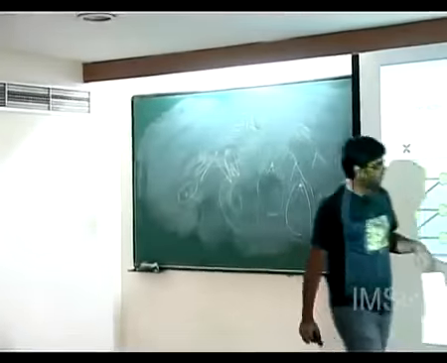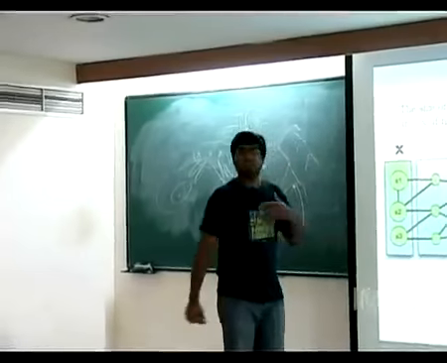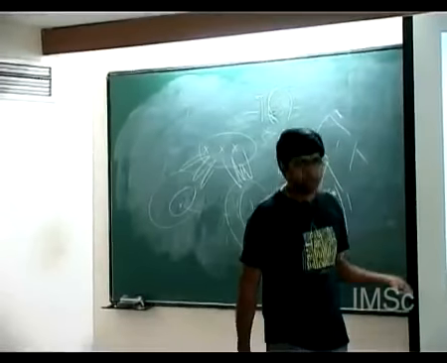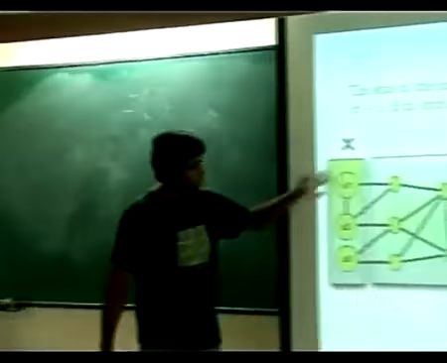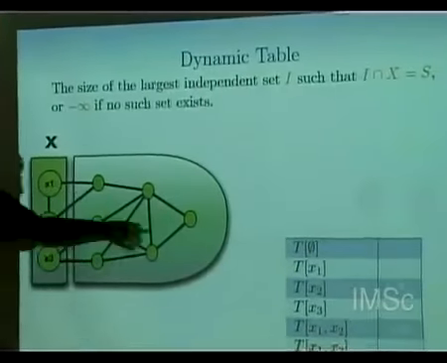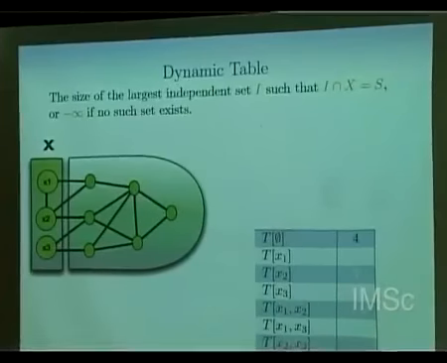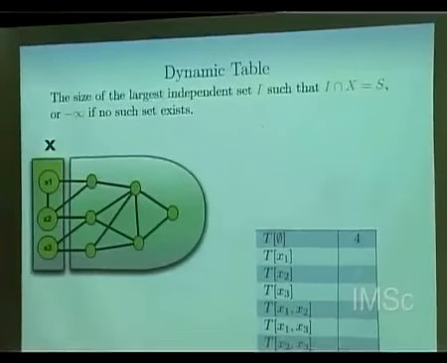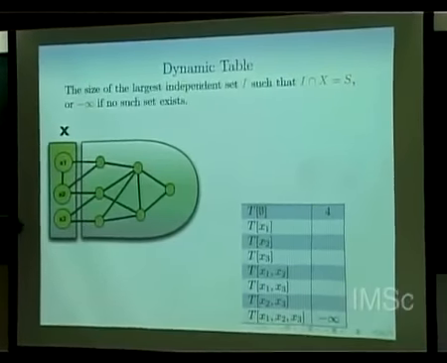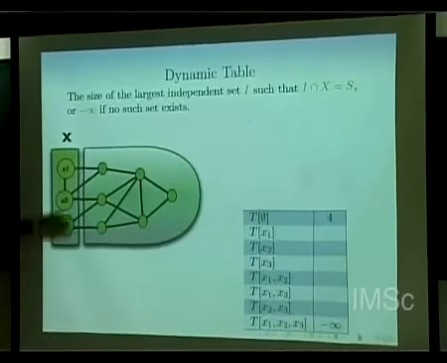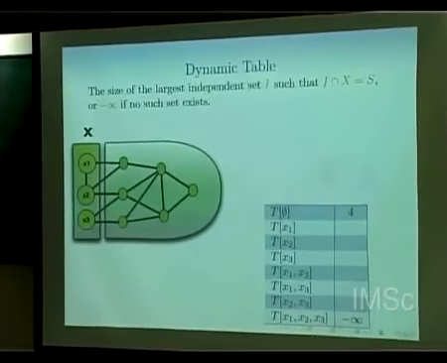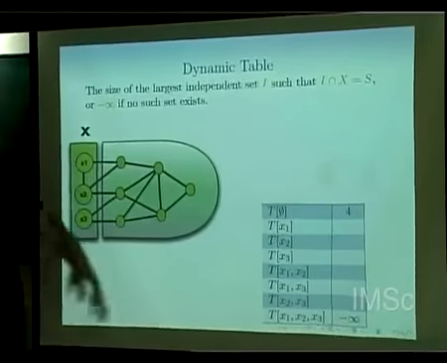So for example, what is T of phi? T of phi means what is the largest independent set such that its intersection with the boundary is the empty set. So what is the largest independent set here which does not contain any boundary vertex? 4, right? 1, 2, 3, 4. Okay, so let's fill it. It's 4. What is the largest independent set which contains, say, x1? Let's see what I have next. Okay, what is the largest independent set which contains x1, x2, x3 in this part of the graph? It cannot have one, right? Because x1 and x2 have an edge. So I have put minus infinity, right?